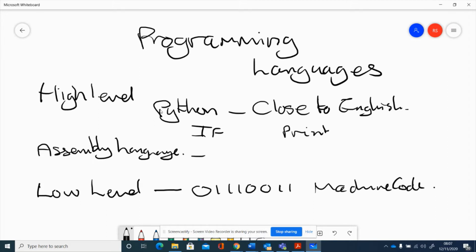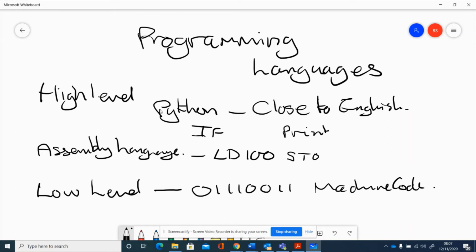Assembly language uses something called mnemonics, so things like LD 100 for loading into memory location 100, or load from memory location 100. You can have STO for store, and that kind of thing is the way that assembly language works.